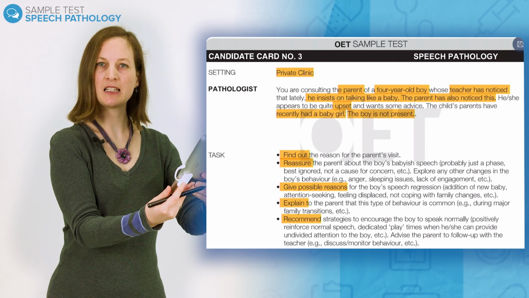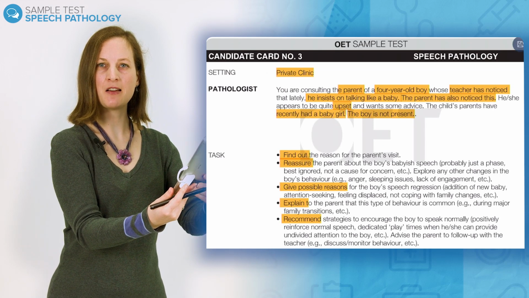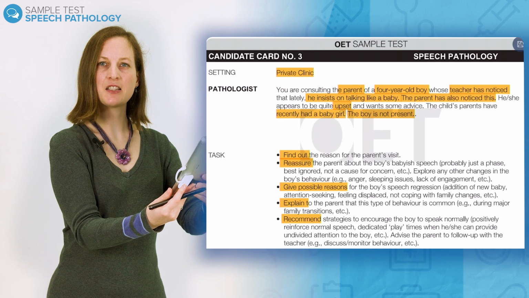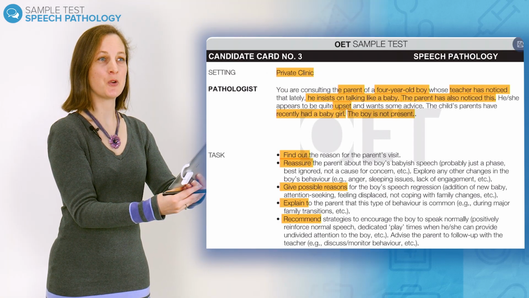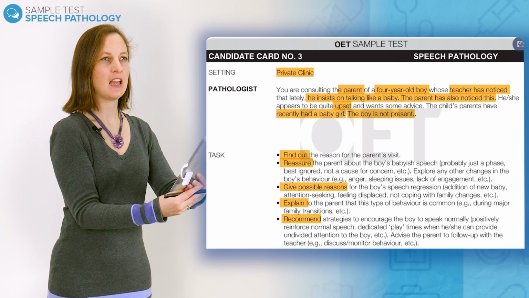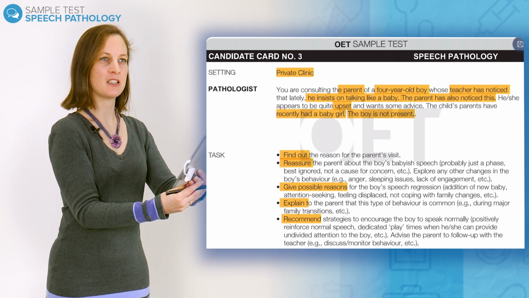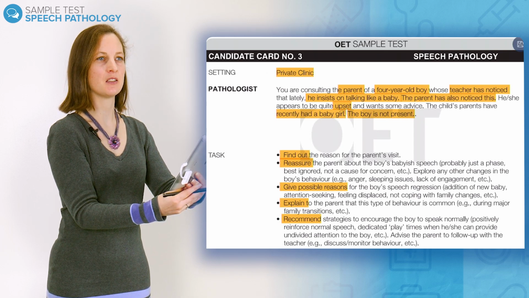Is there anything unexpected to the parent in what I am going to tell them? In this case, the answer is no. The tone of the tasks is positive. Is there any medical language on the role card I need to avoid because they won't understand it? Again, no, all the language in this task is suitable for a lay person.